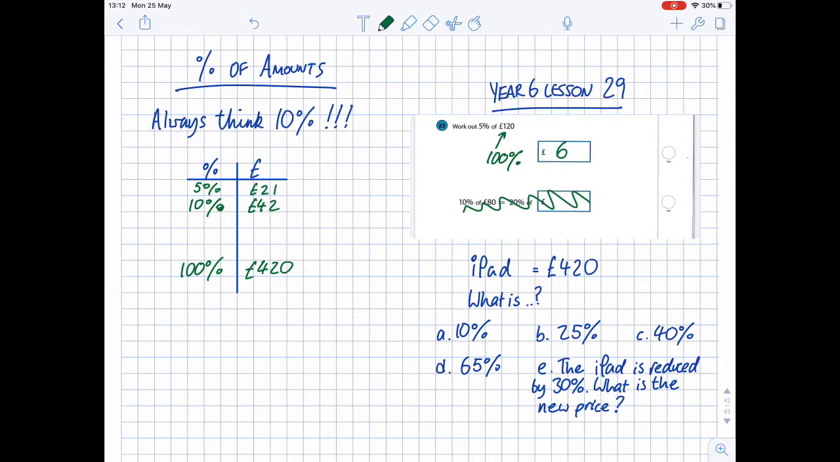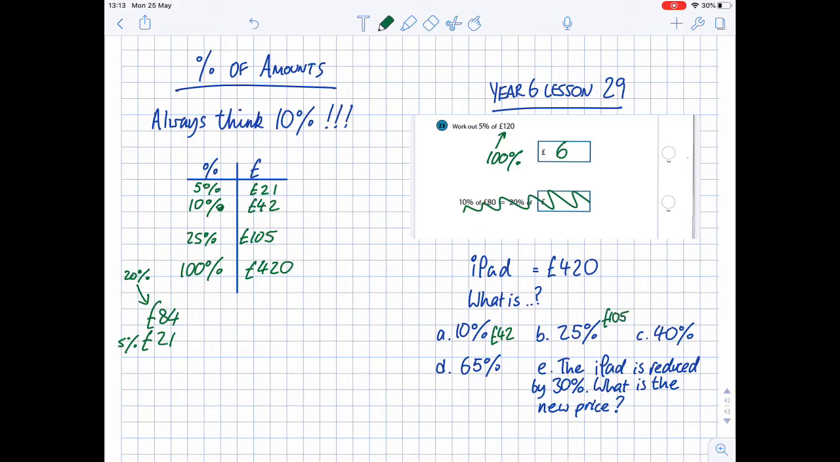And then I said, well, how can I get 25%? I could divide 100 by 4, like I said, or I could add on 2 lots of 10%, which is £84, and then 5%, which is £21. So now I've got 20% and I've got 5%, haven't I? If I add those together, I get £105. So I'll write these in. 10% was £42. That's what you should have got for that one. 25% was £105.